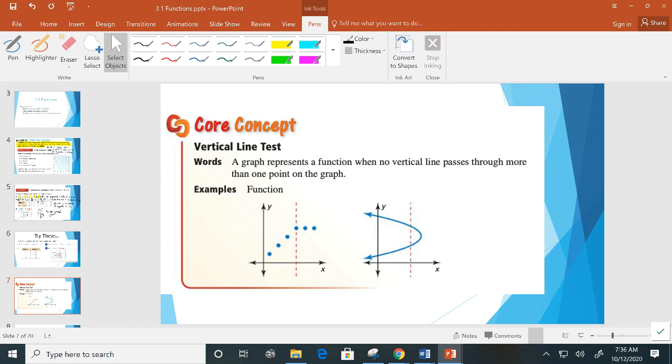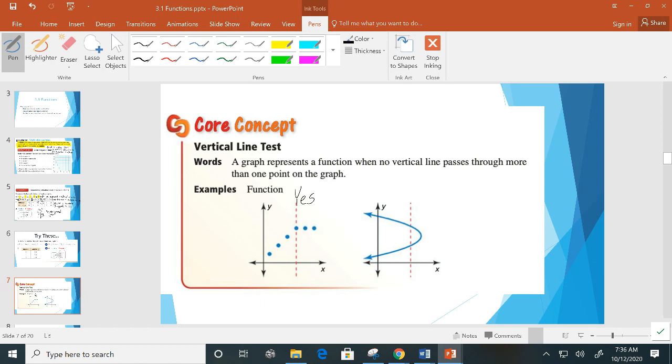Let's look at our next topic that we have to cover in this section, which is the vertical line test. So the vertical line test is a test that you use when you're given a graph to determine if something is a function. So a graph represents a function when no vertical line passes through more than one point on the graph. So if you look at our example on the left, this would be a function, okay?